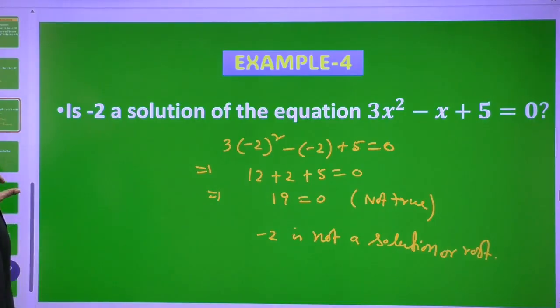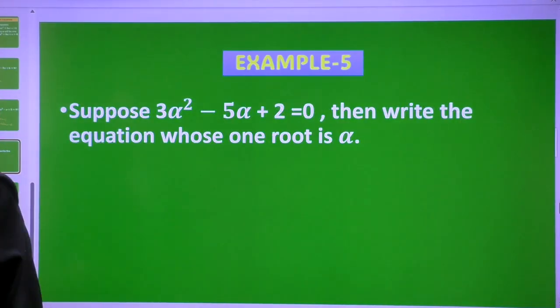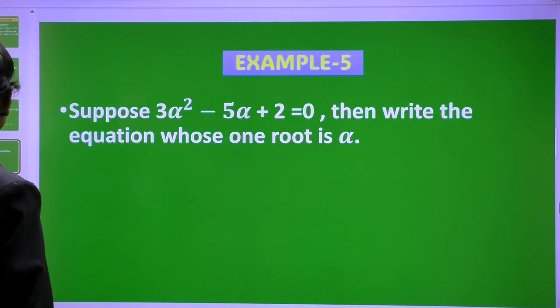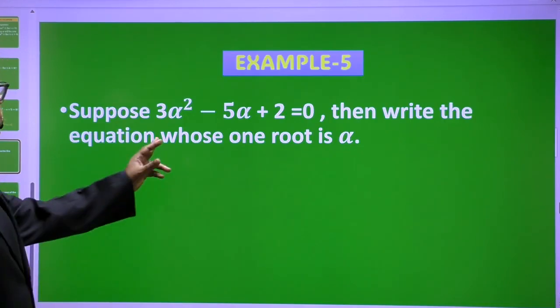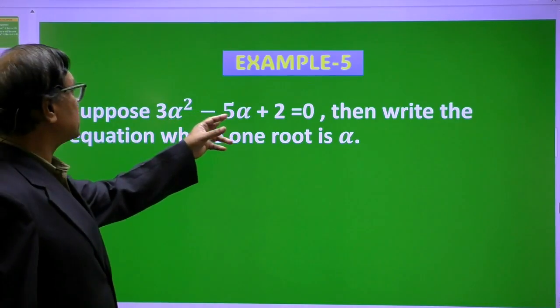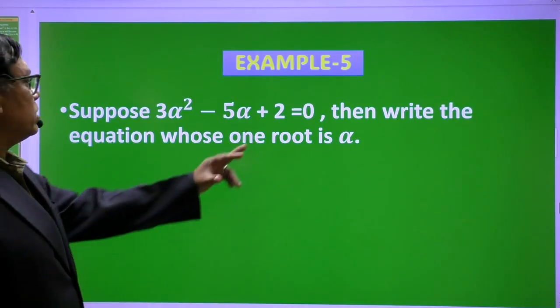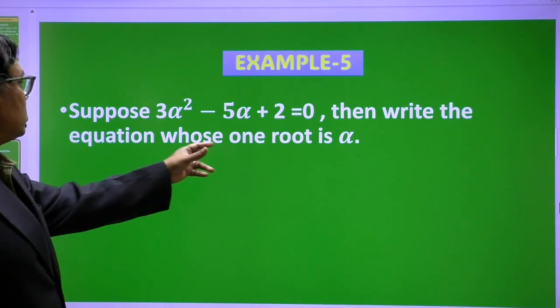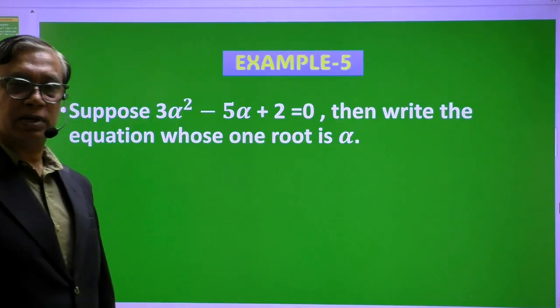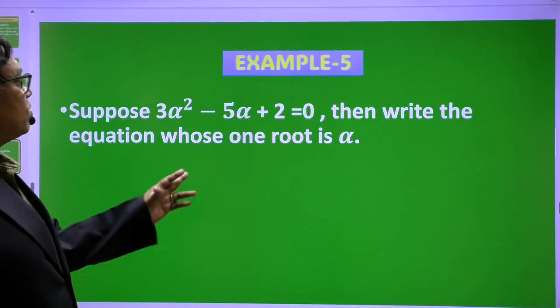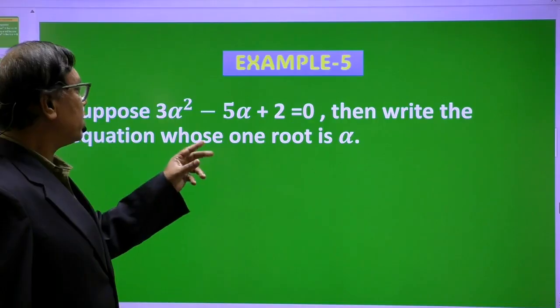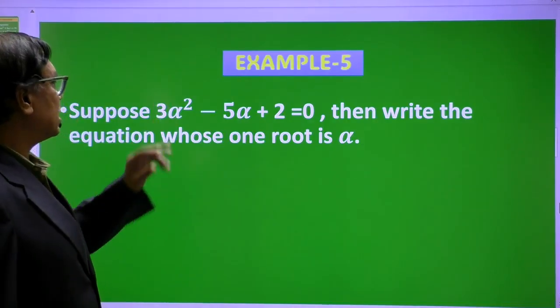Now, example 5. Suppose we have one relation 3 alpha square minus 5 alpha plus 2 equal to 0. Then write the equation whose one root is alpha. So that means we have to find one equation whose one root is alpha.